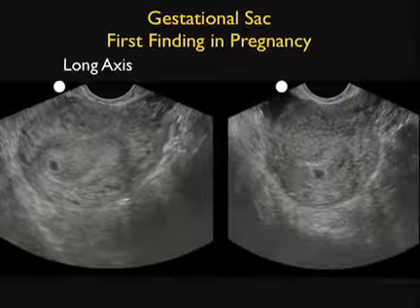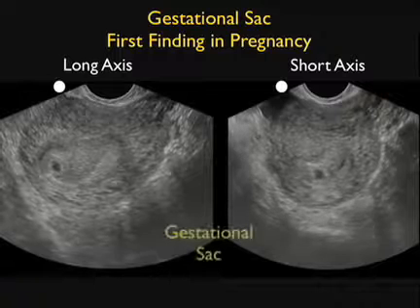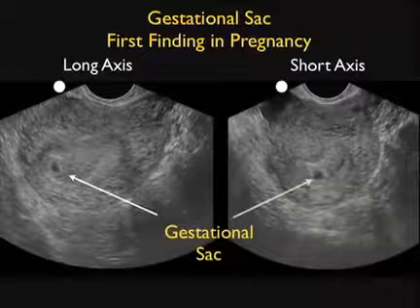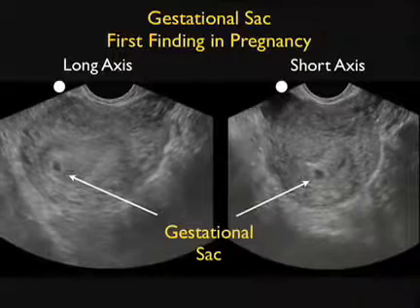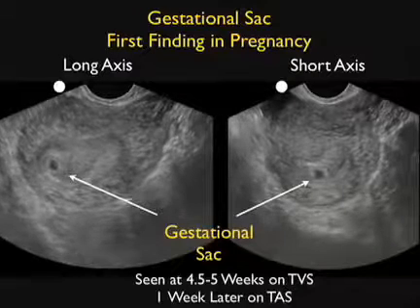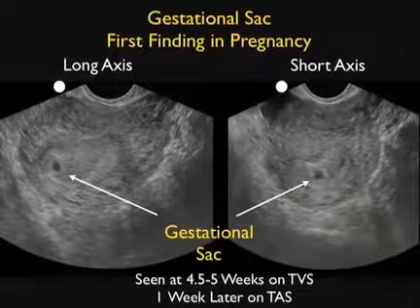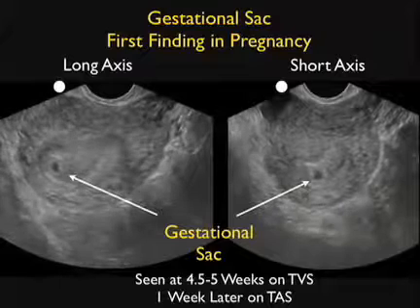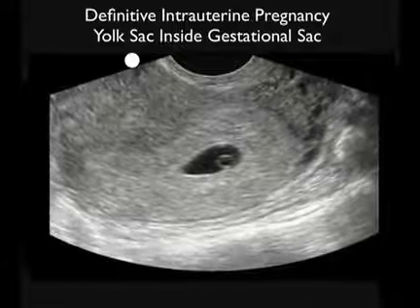Here are two video clips showing the first finding in pregnancy, and that is a gestational sac, seen to the left in long axis and to the right in short axis. Note the presence of a small dark or anechoic sac located within the fundus of the uterus. Now, the gestational sac can also be seen in a pseudogestational sac of ectopic pregnancy, and thus is not diagnostic of an intrauterine pregnancy. However, it's an early finding of pregnancy seen at about 4.5 to 5 weeks on transvaginal sonography and a week later on transabdominal sonography.